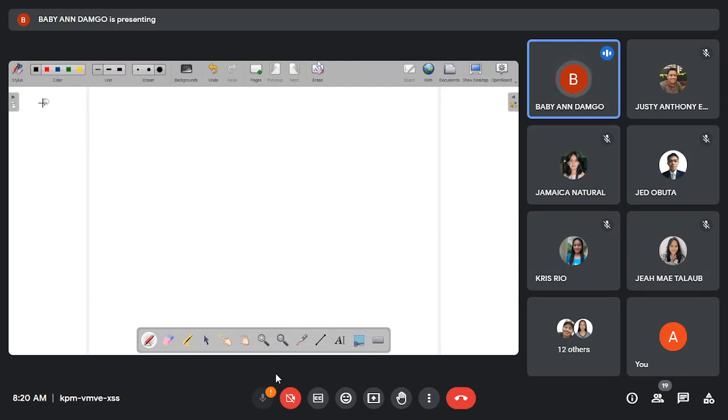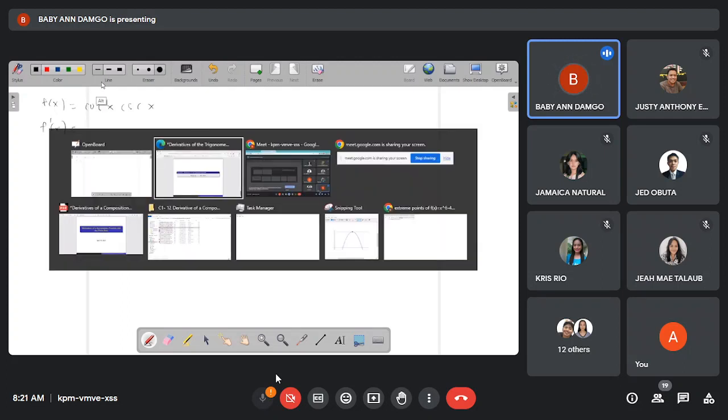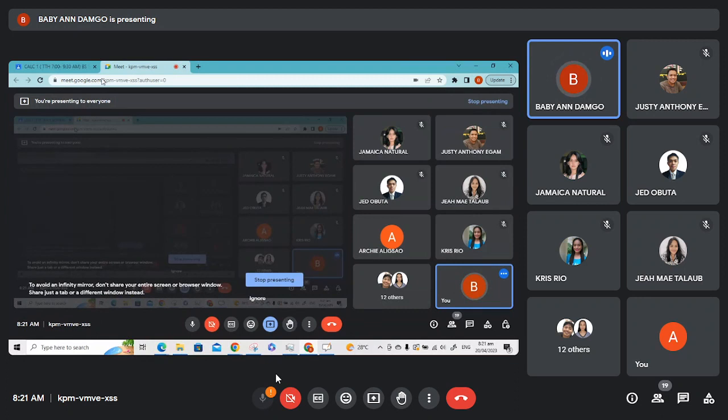Okay, if you have f of x equal to cotangent x cosecant x, I will give you 5 minutes to solve this. Time check, it's 8:21, back at 8:26.